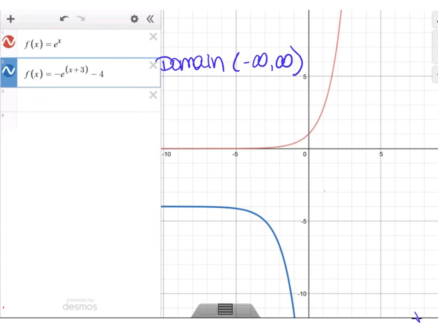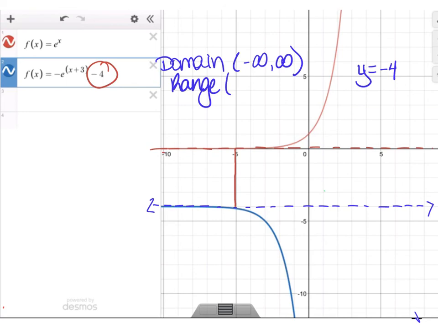Now, this is my horizontal asymptote right here. Everything got reflected and then it got moved down. So this got moved down 4 spots. So my horizontal asymptote for my blue function is what it got moved down to. So my horizontal asymptote is going to be y equals -4. That should help us with the range of this. Now I'm starting at -4, but this time, because I've reflected, I've gone down to negative infinity. So I actually need to write that the other way.